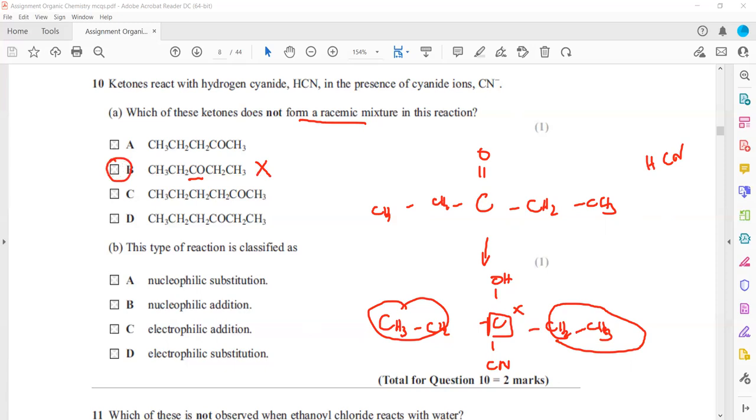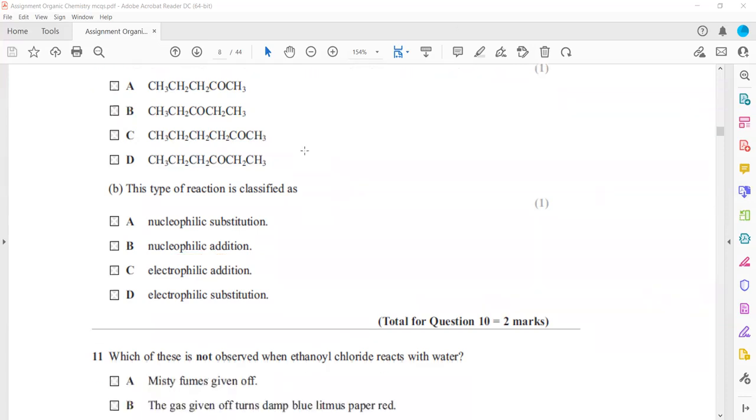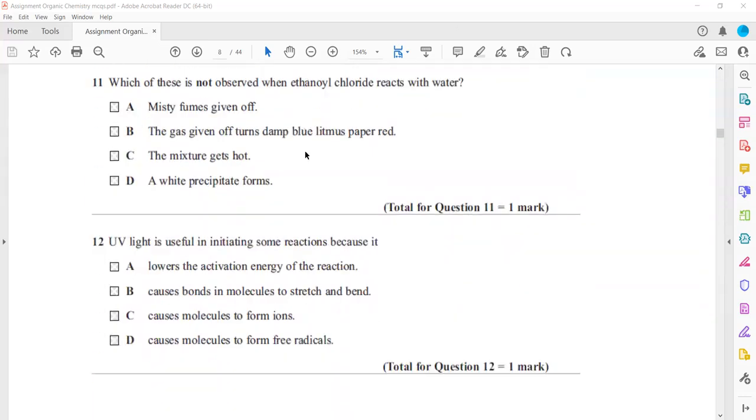Is this question clear? Then, this type of reaction is classified as follows: the reaction started when the nitrile group attacked the partial positive carbon, and there is no group leaving or substituted. It is addition because both H and CN are added, so it is a nucleophilic addition reaction. So the mechanism for this reaction when HCN reacts with an aldehyde or ketone is nucleophilic addition.